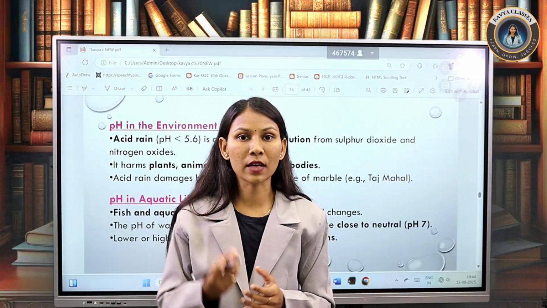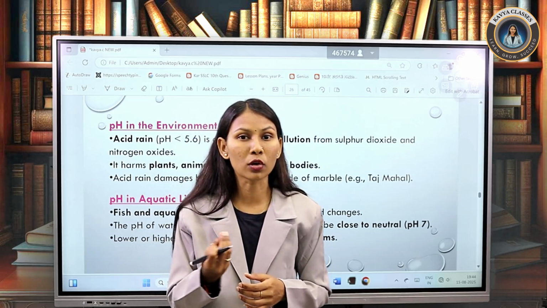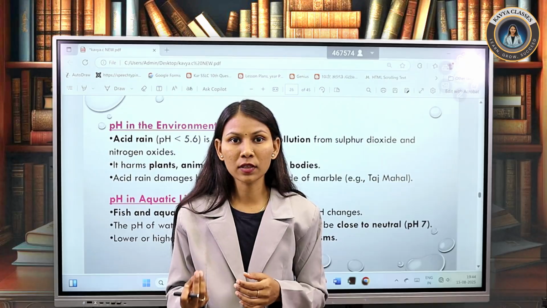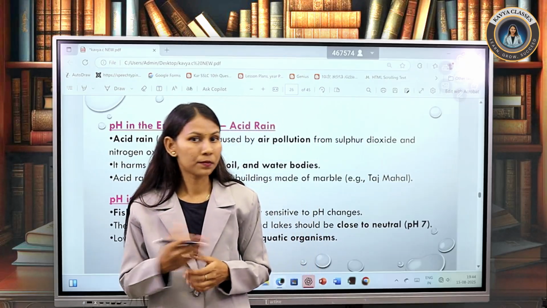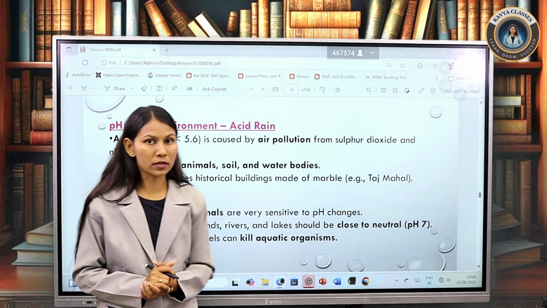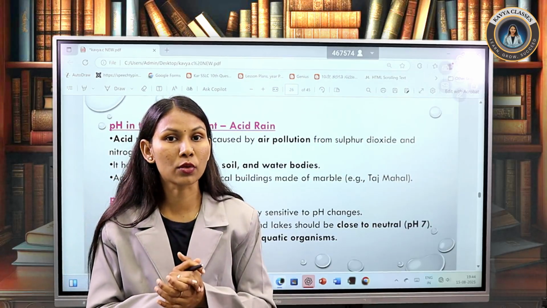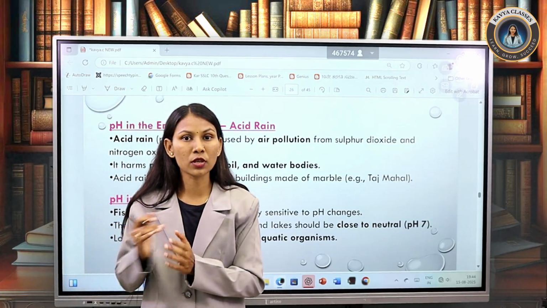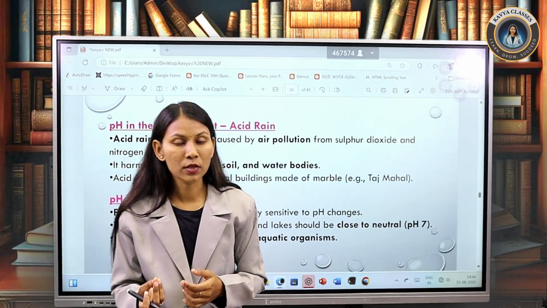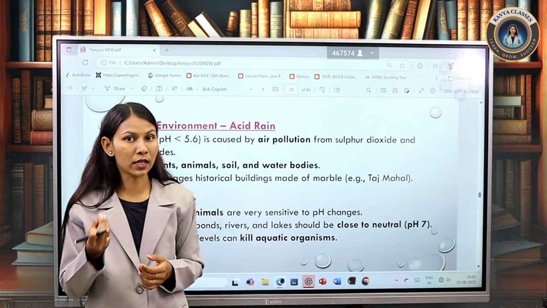Again, if acid rain falls into the water bodies, what happens? The pH of that particular water body changes. Again, it is indirectly or directly affecting the aquatic animals. So lower or higher pH levels can kill aquatic organisms. The decreasing or increasing concentration of hydrogen ions may affect aquatic life and aquatic plants as well. So that is why pH plays an important role in our day-to-day life.